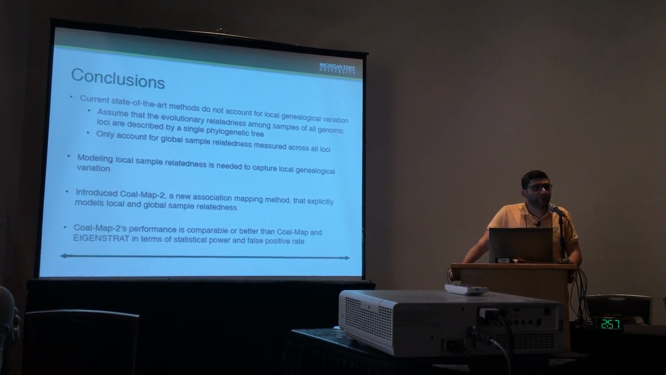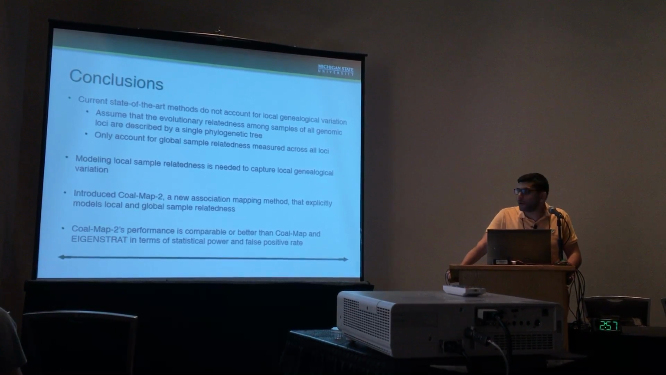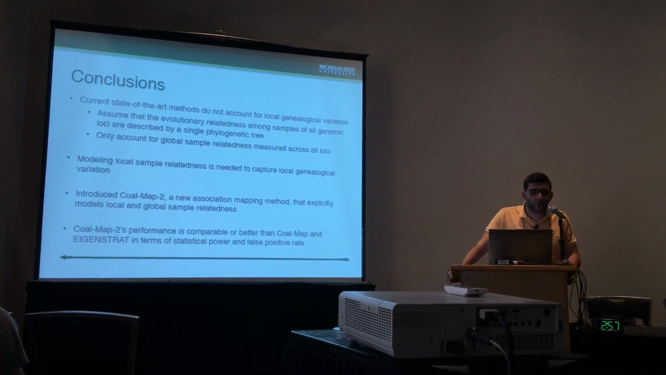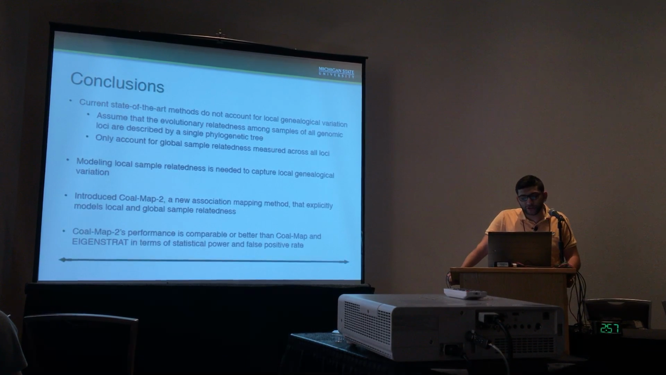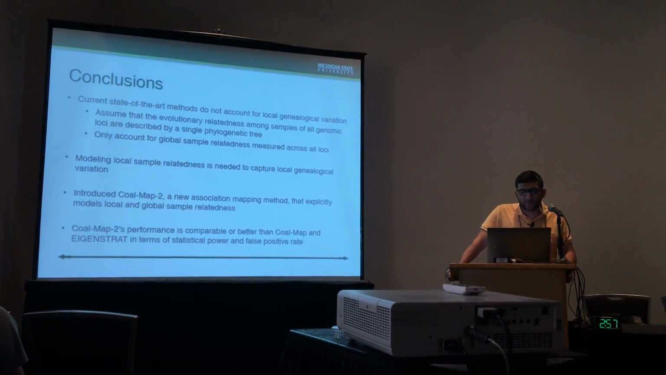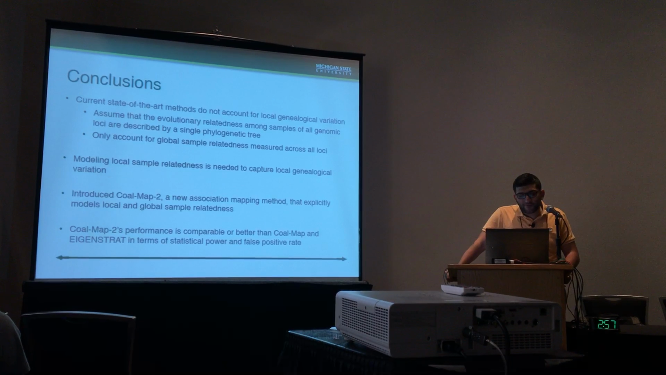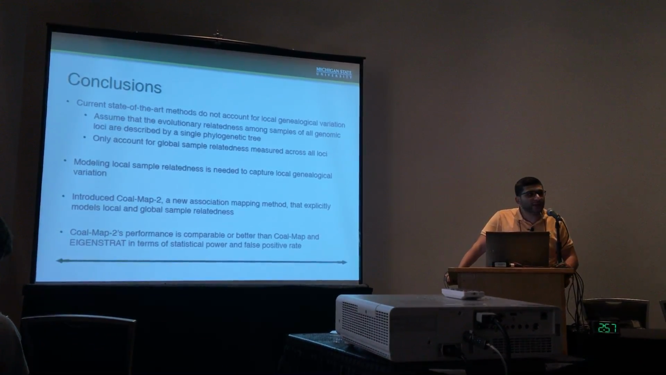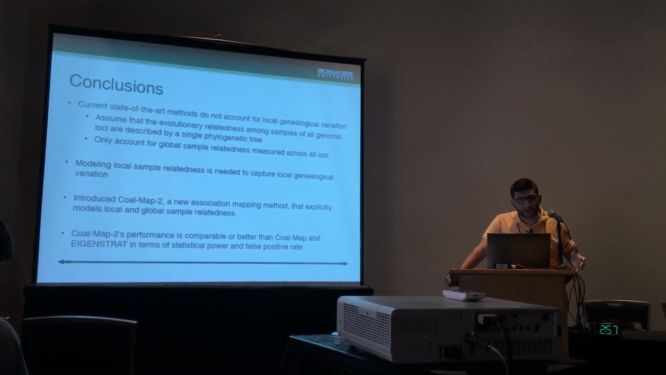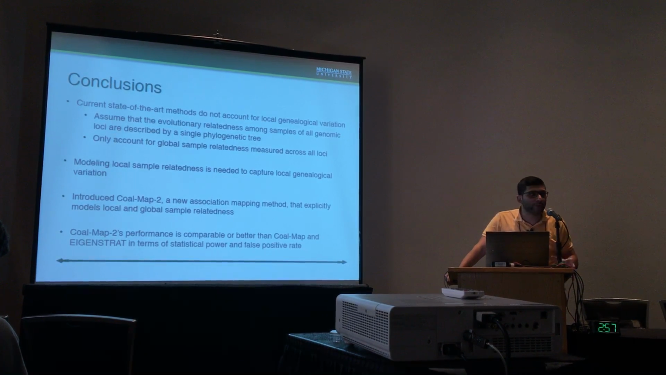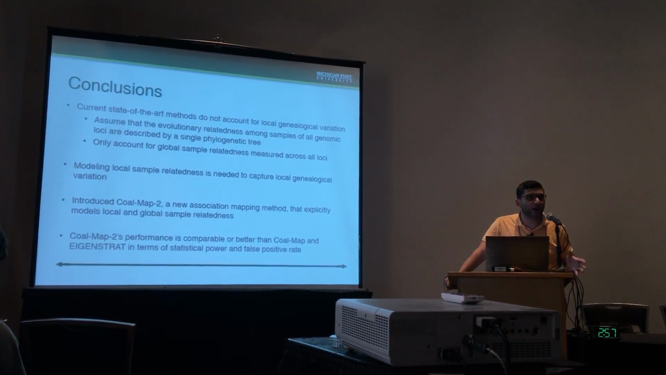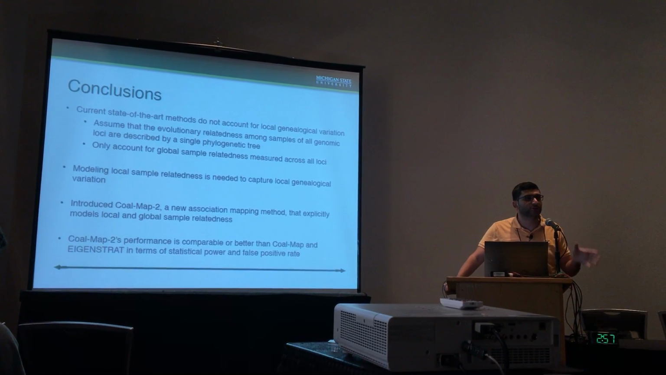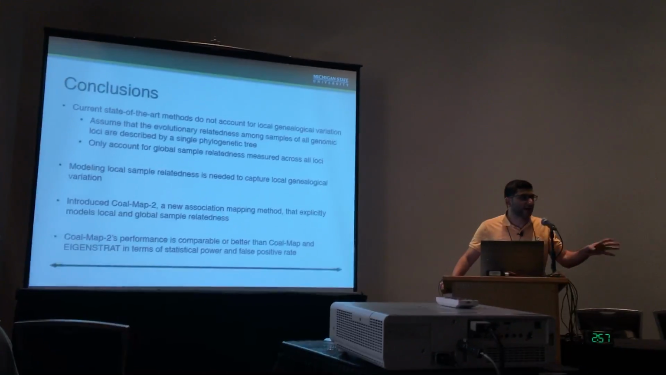We showed that the performance of Coal-Map-2 is comparable or better than Coal-Map or Eigenstrat in terms of statistical power as well as false positive rate. Finally, in this talk, I mainly focused on introgression. However, I'd like to make the point that Coal-Map-2 can be generalized and applied on other traits with different complex evolutionary origins. So it doesn't have to be introgression.